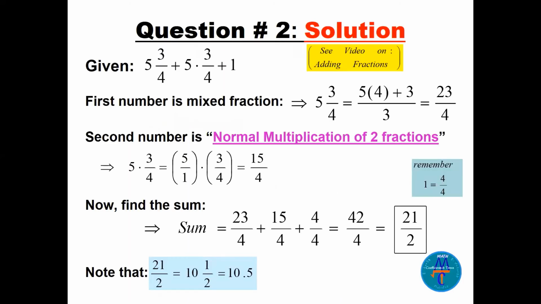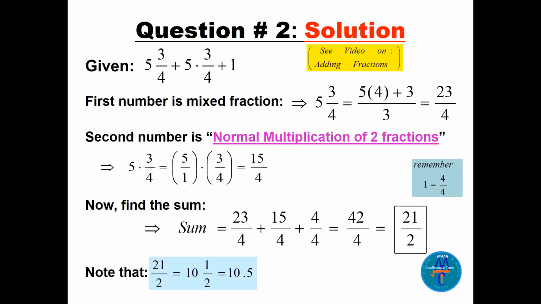Let's see the answer here. So the first number is a mixed fraction here. So we have 23 over 4, 5 times 4 plus 3. Now, this is a little tricky here. Multiply, look here, 5 times 3 over 4. 5 over 1, that's a fraction. 5 over 1 times 3 over 4. So you multiply the numerators, you multiply the denominators. 5 times 3, 15. 1 times 4, 4.